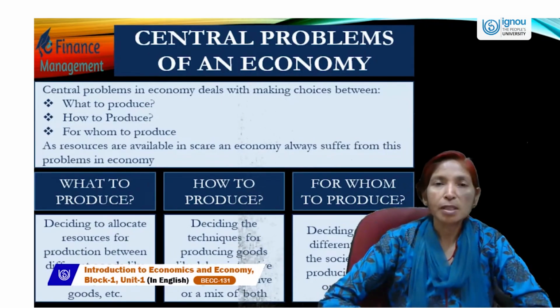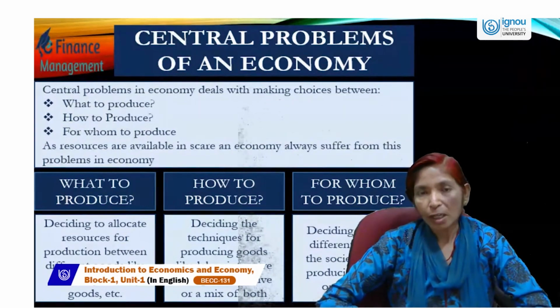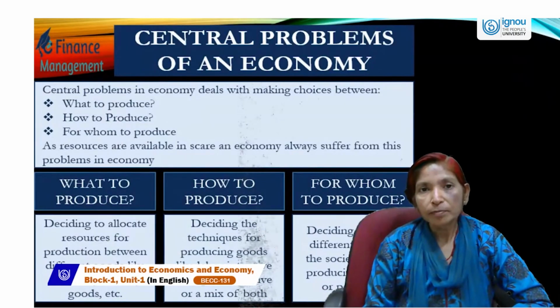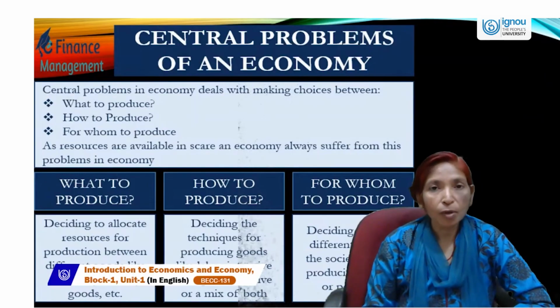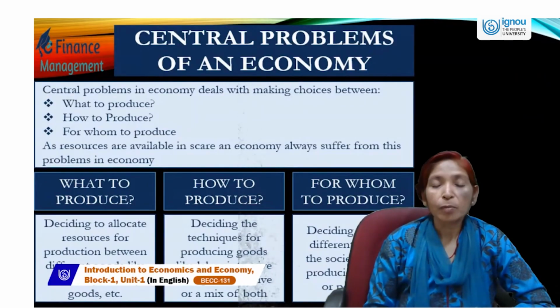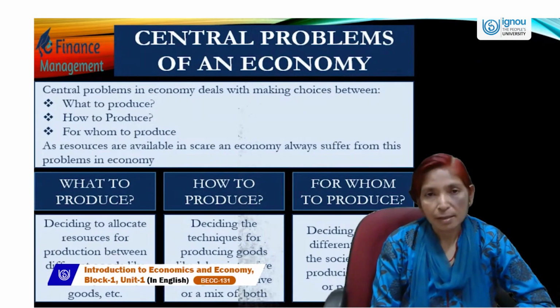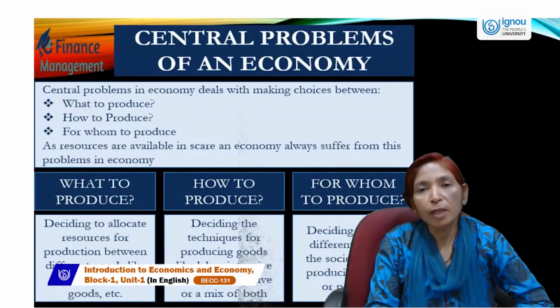If distribution of income is equal, production will be for all. It means producers will produce for all consumers, and production will be in large quantity. But if distribution of income is unequal, then producers will produce only for the rich, not for the poor. When the poor are available in large quantity and the rich are few, then production will definitely decrease. So this is the problem of for whom to produce.